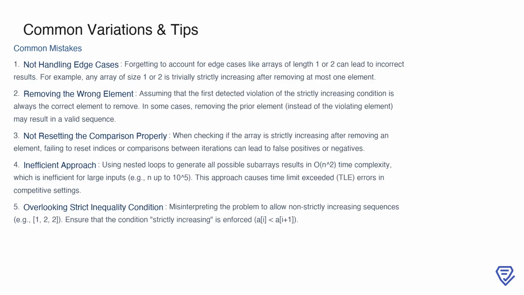Additionally, failing to reset comparisons properly when checking subsequences can lead to errors in your logic, producing incorrect results. Inefficiency is another pitfall. Using nested loops to try all potential subarrays results in quadratic time complexity, which is unsuitable for the input size constraints of this problem. Lastly, some misunderstand the problem's requirement for strict inequality, allowing sequences like 1, 2, 2, which are actually invalid. Always ensure that the condition i plus 1 is strictly enforced.